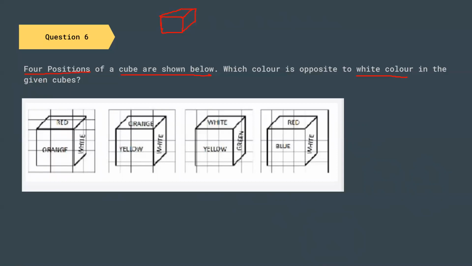Fine. We can actually have 6 positions for a cube where I can put the cube on one face, like one at a time. So 4 positions are given. You have to say what is the color opposite to the white color. So now let us start with the facts. What we know is that a cube has 6 sides. A cube has 6 sides. Now let us see what might be the colors of those sides.